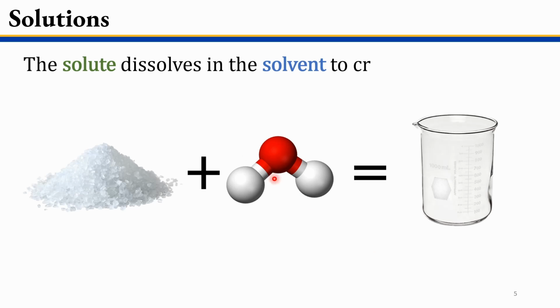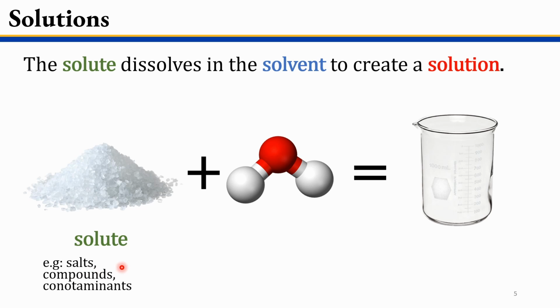The solute dissolves in the solvent to create a solution. The solute can be a number of different things, such as salts, compounds, contaminants. Usually they're chemicals that are going to be dissolving in the solvent. And the solvent is typically water, but it can also be organic or some other liquid. And when you combine the solute and the solvent, the solute is going to start to dissolve and then create the solution.